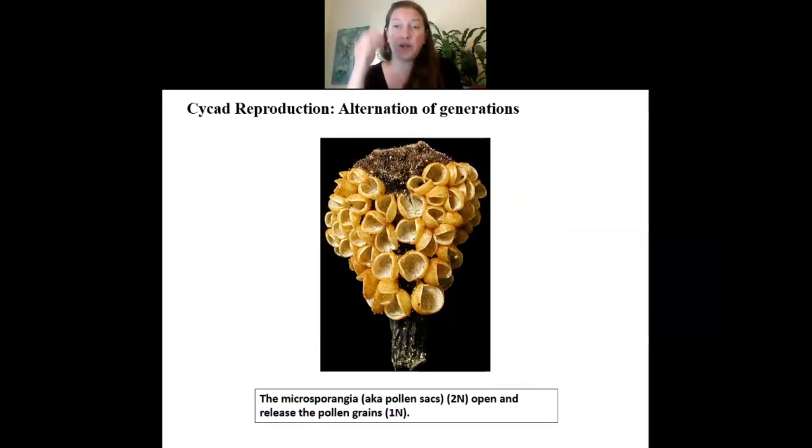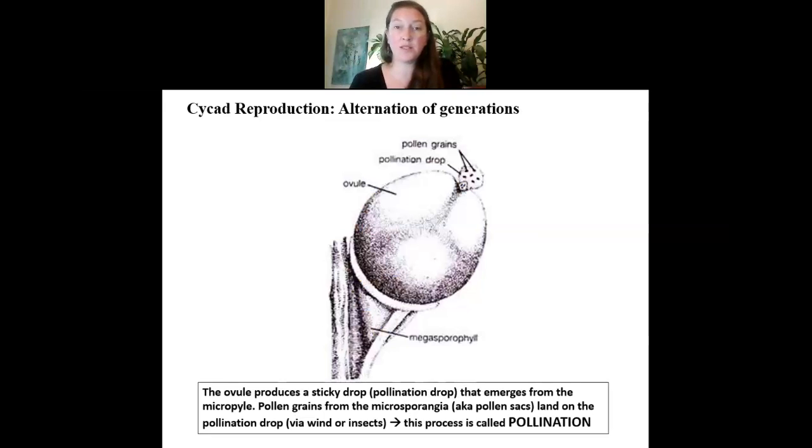So eventually the microsporangia or the pollen sacs are going to open, right? Like we saw a little Pac-Man, and release the pollen grains. The ovule, meanwhile, is going to secrete this sticky drop, which we call pollination drop, from the opening of the ovule. And so pollen that's floating by on the wind, or pollen that's stuck to an insect, because that's how pollen is vectored or moved in cycads. It's either by the wind or by insects. Let's say it's wind in this case.